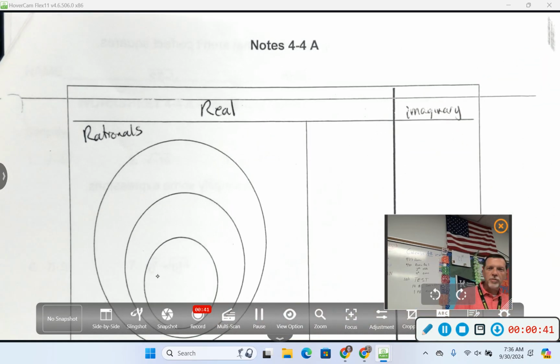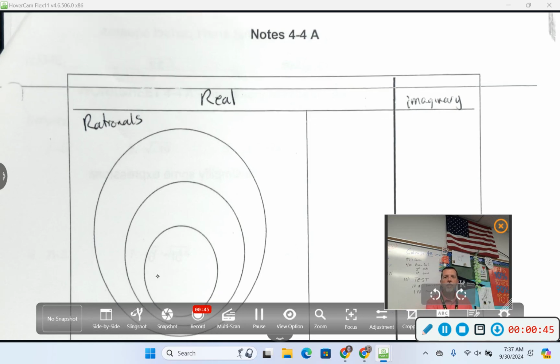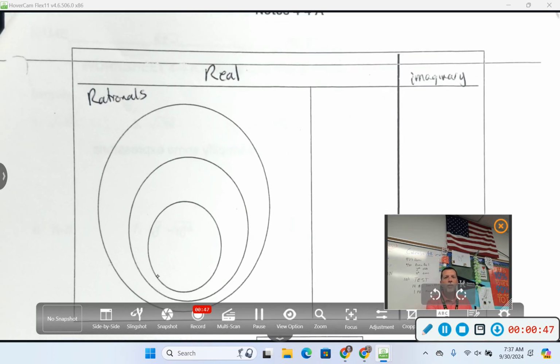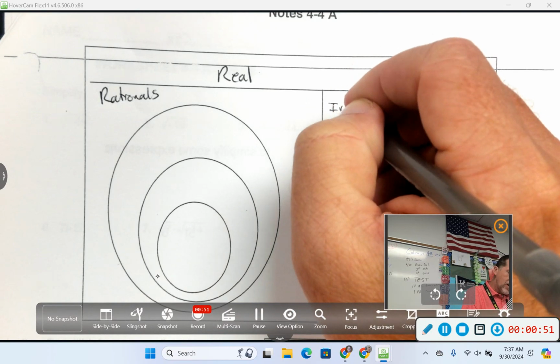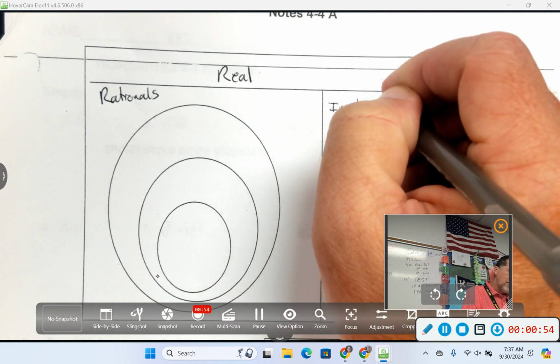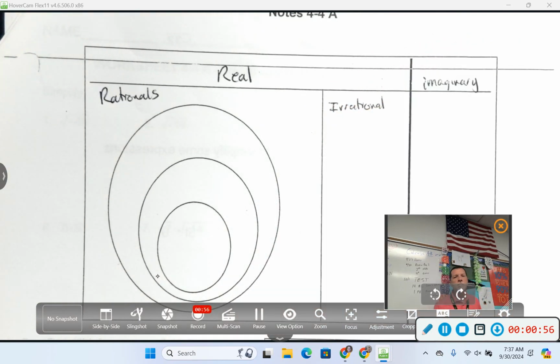Real versus imaginary. That sounds like those would be opposites. Real includes rational and irrational. That's true. Kind of. Yeah. Okay, what'd you say?